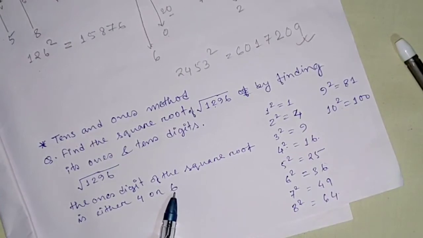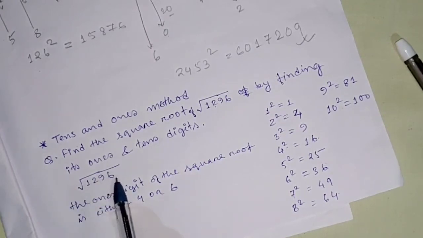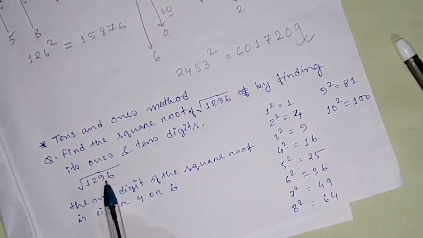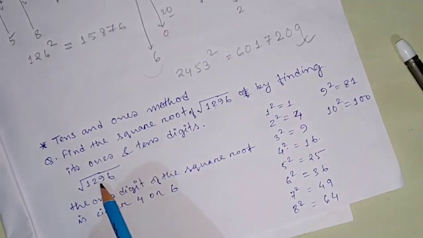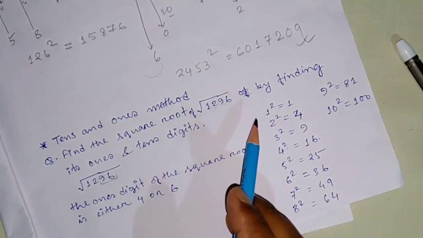Now next step is strike out two digits from the right. Matlab hame right side se do number hatana hai. Now if we strike out two numbers, then it will be 9 and 6, 96, isn't it? These two numbers we have to strike out, 96. So if we strike out two numbers from the right, then it is 96. So it is struck out.